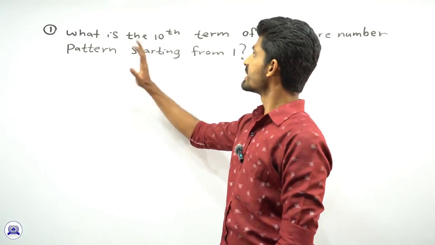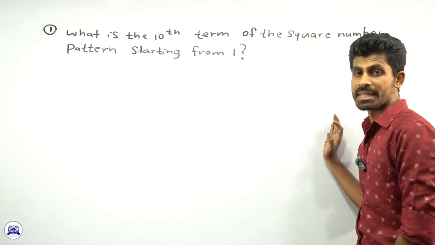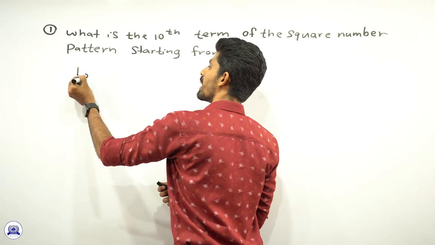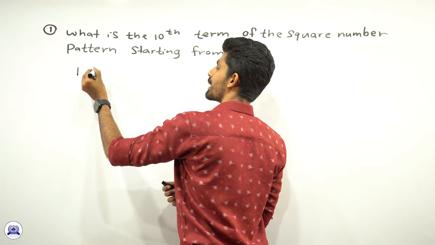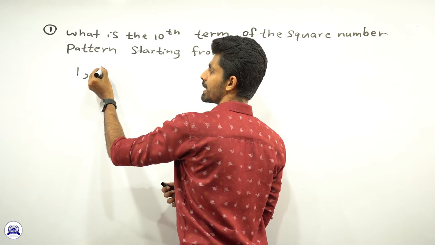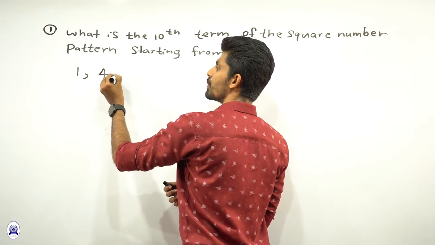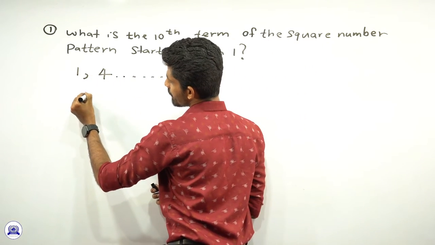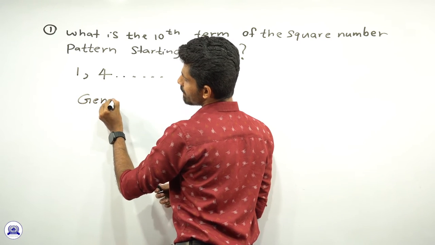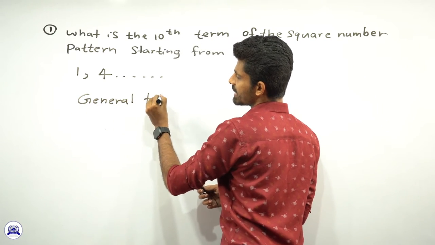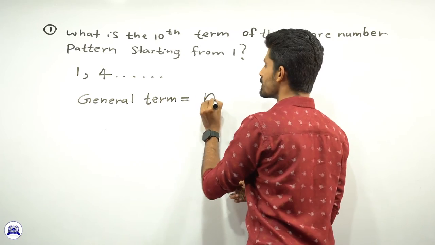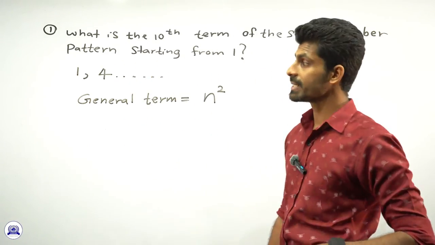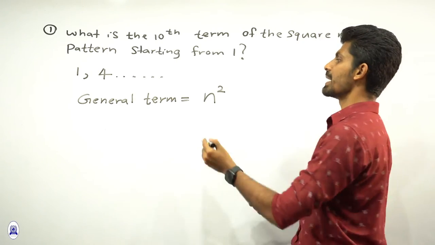What is the 10th term of the square number pattern starting from 1? Starting from 1 means 1. Then what is the next square number? 2 into 2, 4. Likewise, you can do this one. Look at the general term. For the square number pattern, the general term equals n squared.